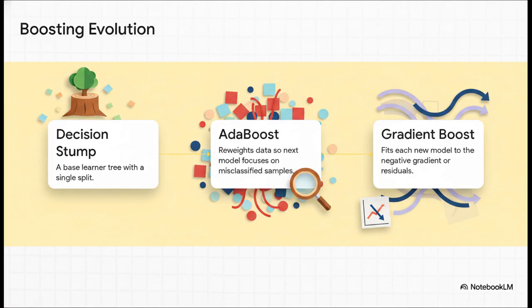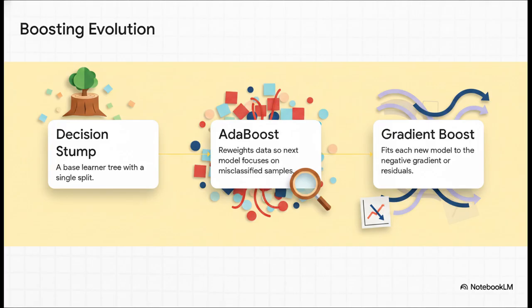Well, the next evolution of this was AdaBoost, or adaptive boosting. AdaBoost trains a stump, looks at exactly what it got wrong, and literally increases the mathematical weight of those misclassified samples. So the next stump in the sequence is forced to pay way more attention to those harder, highly weighted examples. Finally, we evolve to gradient boosting.